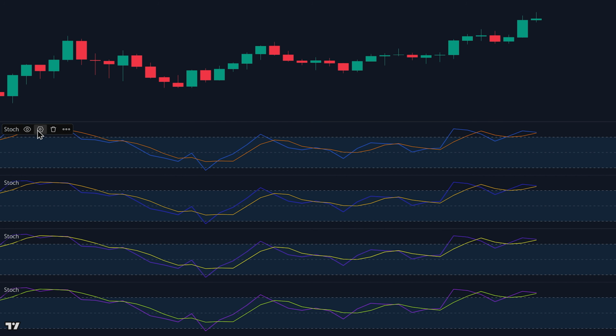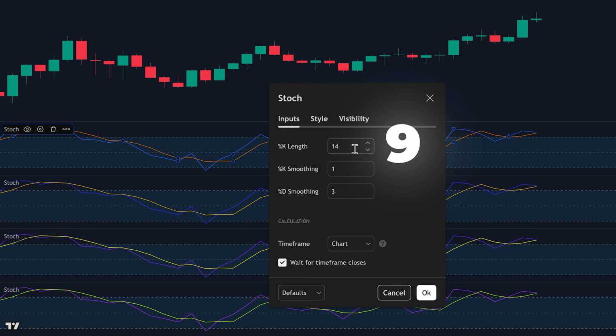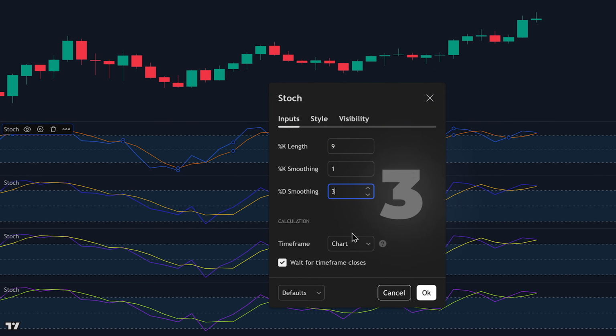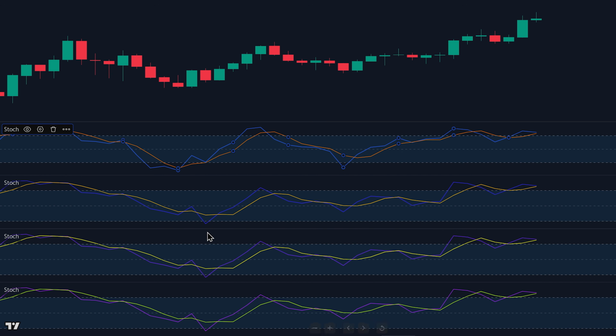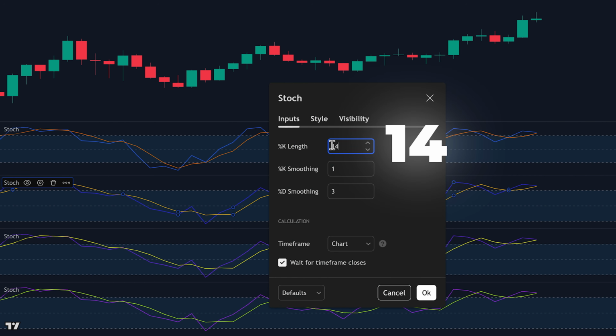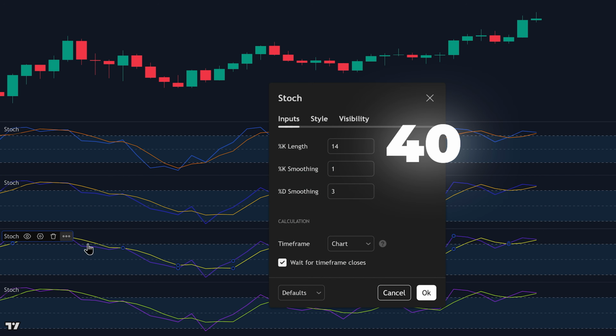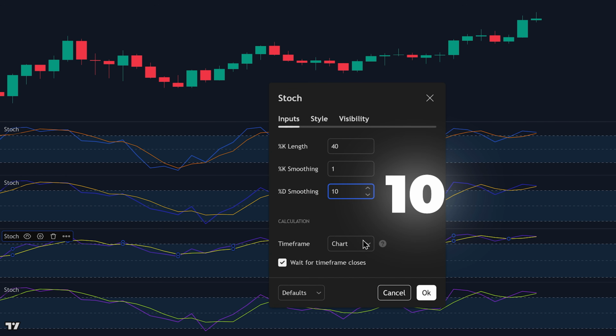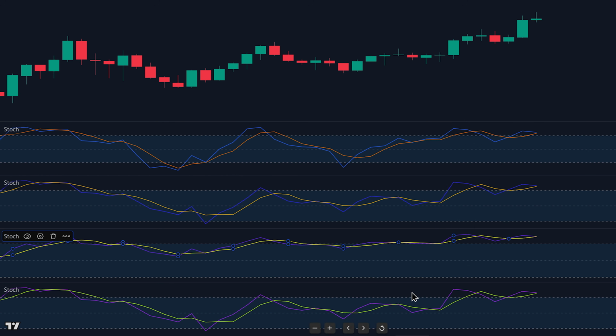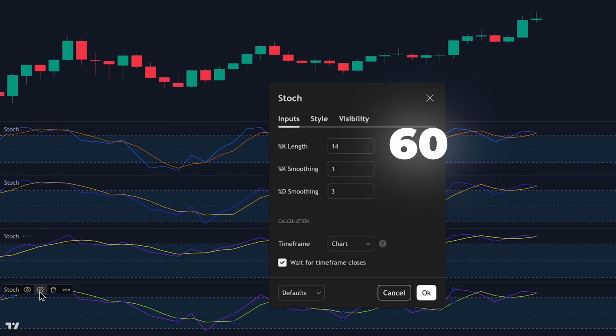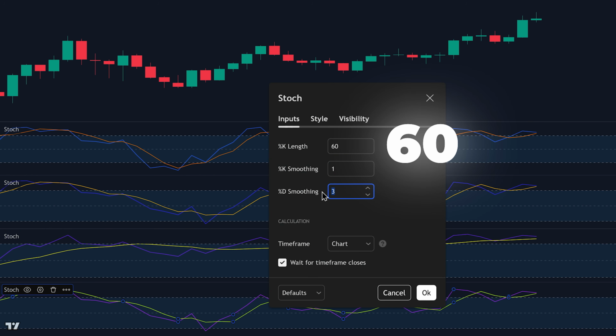For the first, set the parameters to a fast setting with K equal to 9 and D equal to 3. Then click OK. For the second, use a medium setting with K equal to 14 and D equal to 3. Then click OK. For the third, use a slower setting with K equal to 40 and D equal to 10. Then click OK. For the fourth, use a long-term setting with K equal to 60 and D equal to 10.